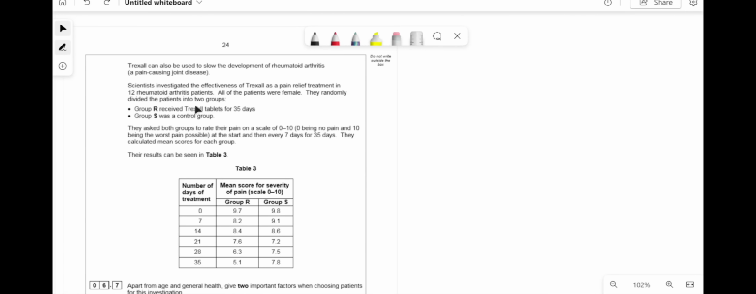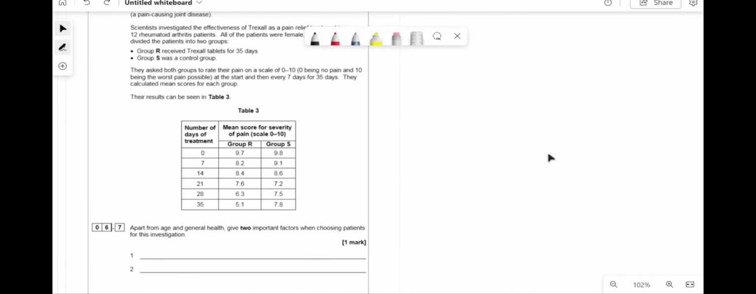Trexall can also be used to slow the development of rheumatoid arthritis, a pain-causing joint disease. Scientists investigated the effectiveness of Trexall as a pain relief treatment in 12 rheumatoid arthritis patients. All of them were female. They randomly divided them into two groups. Group R got Trexall tablets for 35 days. Group S didn't. The control. They asked both groups to rate their pain on a scale of 0 to 10, and at the start and then every 7 days for 35 days, they calculated the mean scores.